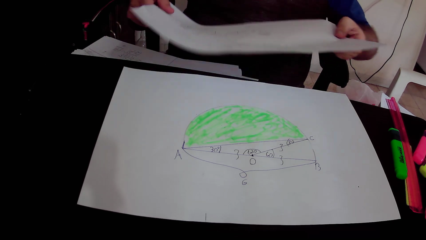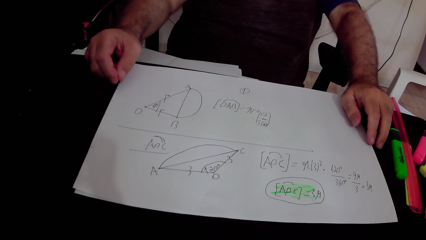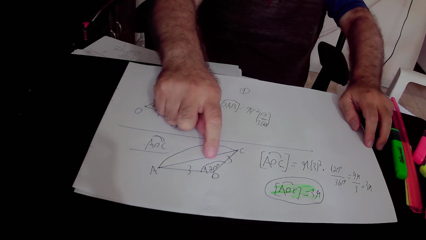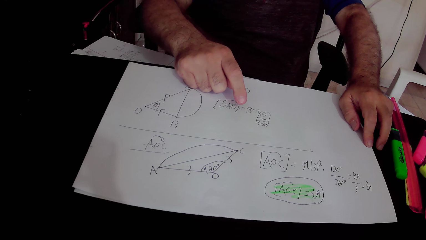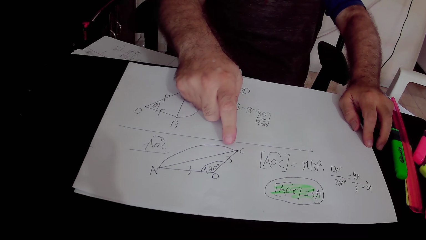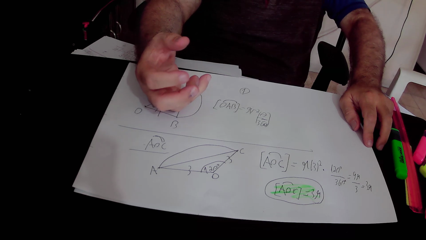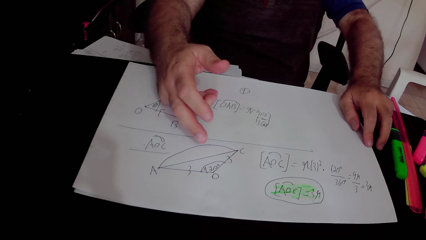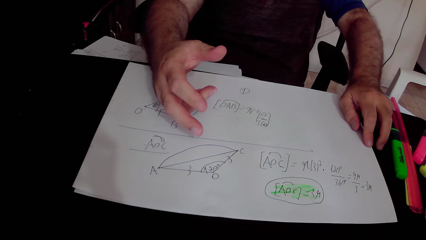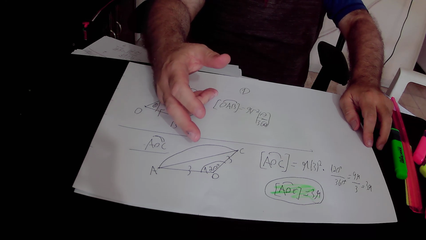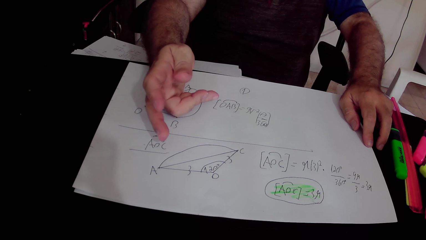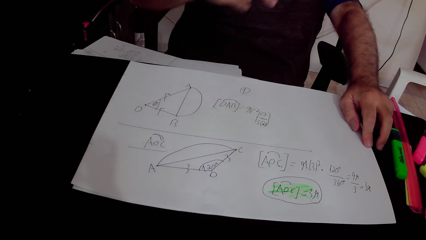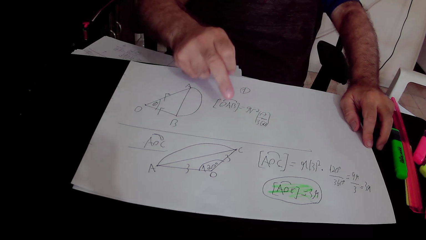So I copy sector AOB here, and we use the new formula in order to find out the area of this sector. The angle between the legs of the sector is 120 degrees, that is to say theta equals 120 degrees. R is 3 units. R is the radius of the circle that contains the sector, in this case the radius of the semicircle. OC and AO are also the legs of the sector, and the angle between the legs of the sector is 120 degrees. So theta equals 120 degrees, R equals 3.